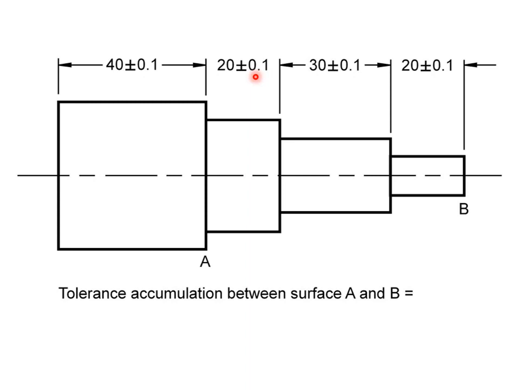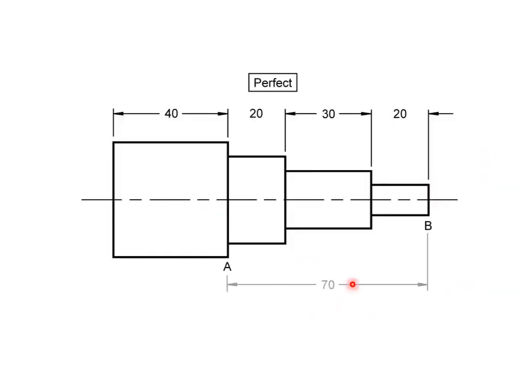If we take plus or minus 0.1, plus or minus 0.1, plus or minus 0.1, and combine them, that'll give us a tolerance of plus or minus 0.3 with the total dimension of 70, which is 20 plus 30 plus 20. This is not a good way to dimension an object, this continuous chain dimensioning. Next slide. Once again, we get the 70 by combining the 20, 30, 20.